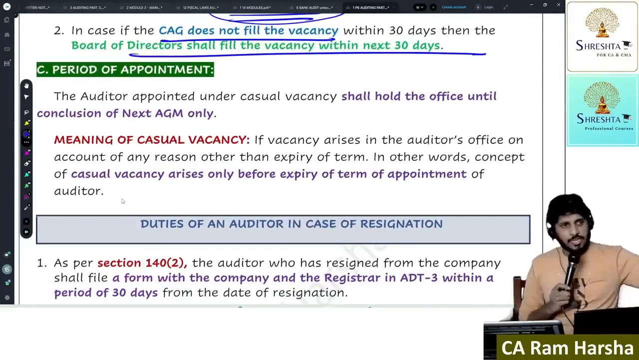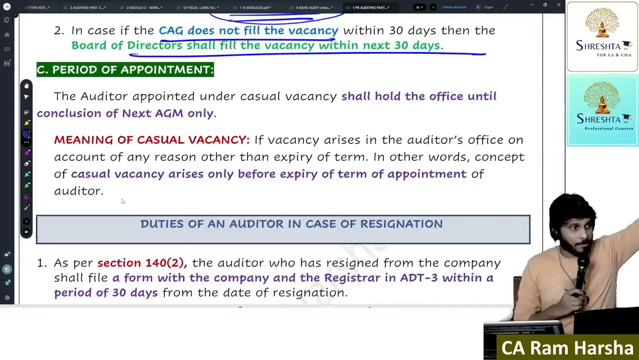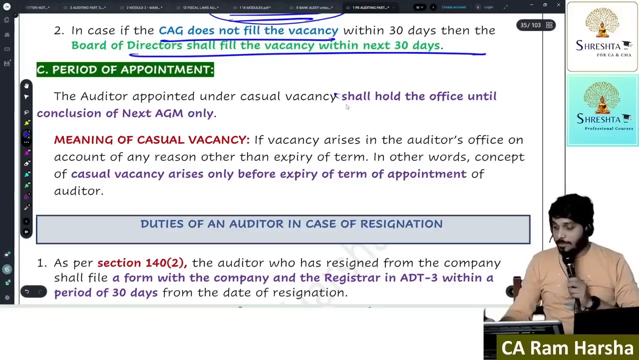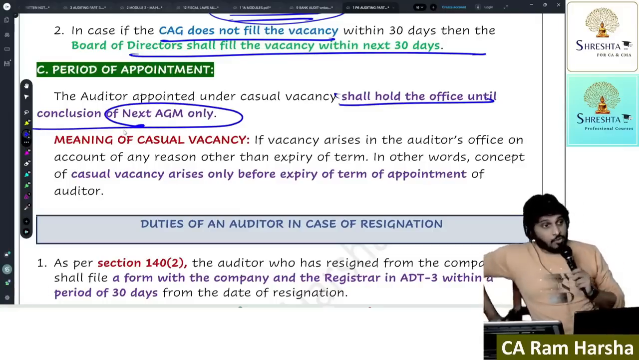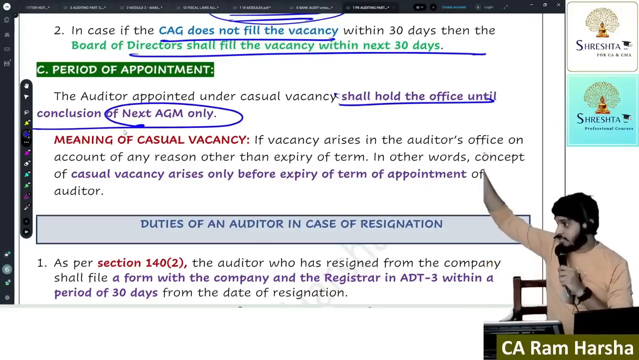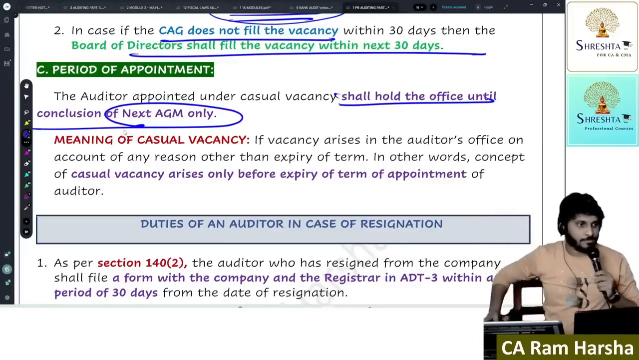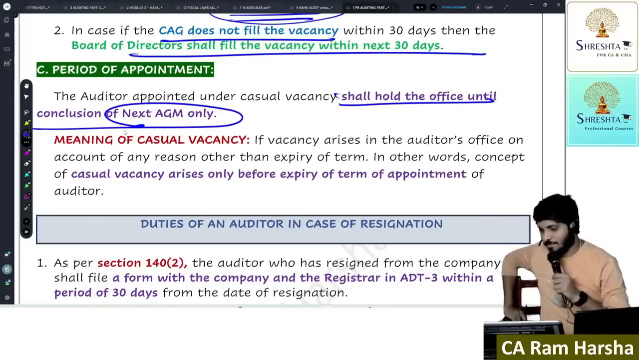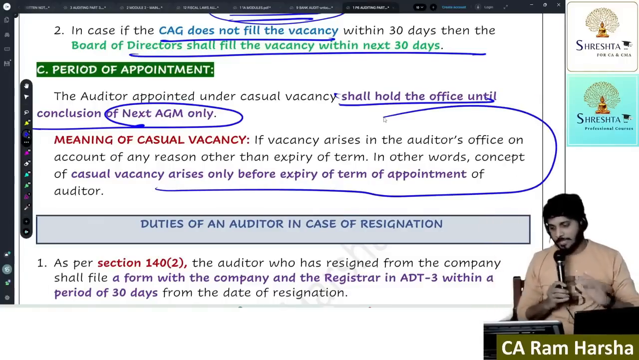Government company, anyhow the appointment is valid up to the next AGM conclusion. Non-government company, 5 years, no. In casual vacancy also, 5 years it will come? No. In casual vacancy, if you are appointed, always your appointment will be until the conclusion of the next AGM only. The original auditor was appointed for 5 years. You are not appointed for 5 years. You are appointed temporarily. In AGM, people will decide. Able to understand? That's it. So what casual vacancy means is also explained.